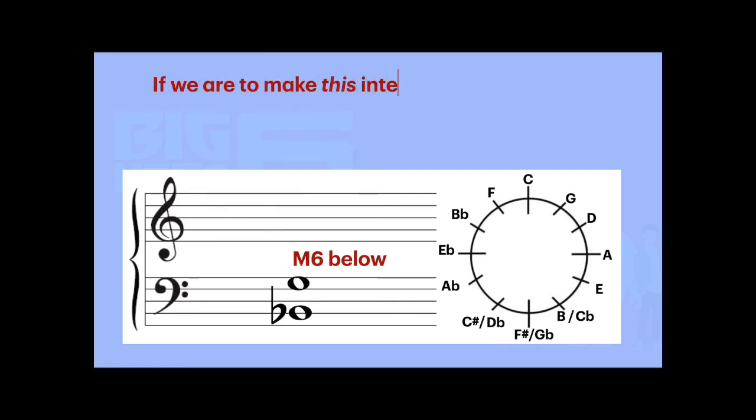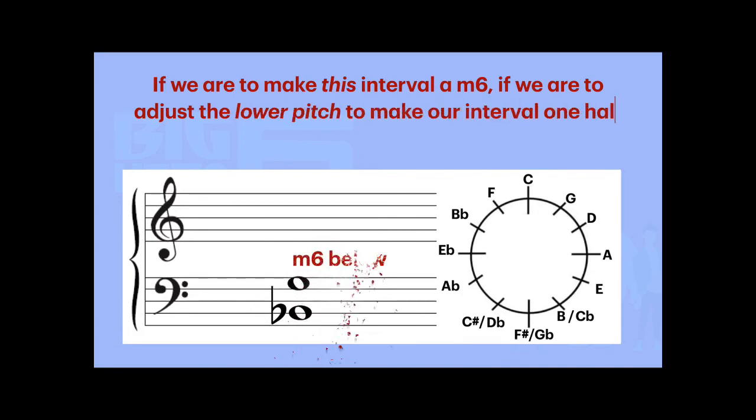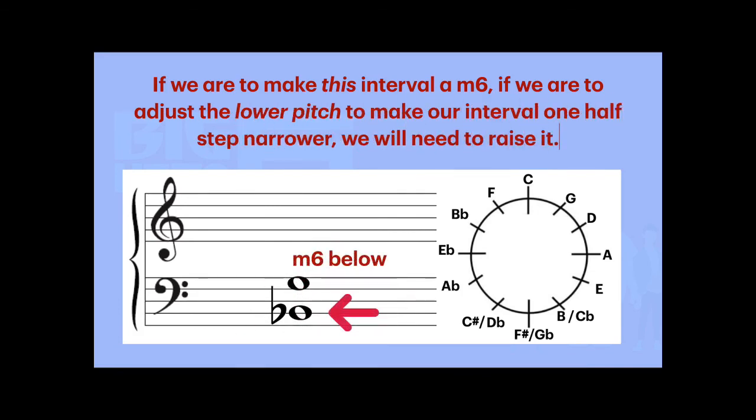And if we are to make this interval a minor sixth by adjusting the lower pitch to make our interval 1 half step narrower, we will need to raise that lower pitch up a chromatic half step. In order to make that B flat 1 half step closer to the G, we need to make that B flat into a B natural.